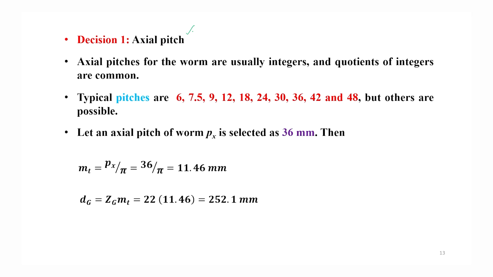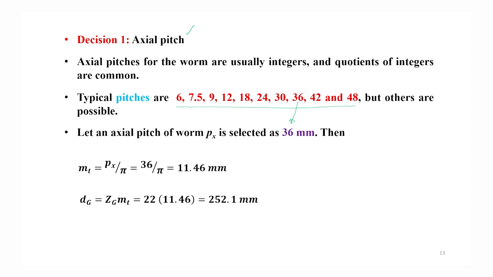Axial pitches for the worm are usually integers and quotients of integers are common. The typical pitches are as per AGMA 6, 7.5, 9, 12, 18, 24, 30, 36, 42 and 48, but others are also possible. So, among the given axial pitches, let us select the 36 mm.